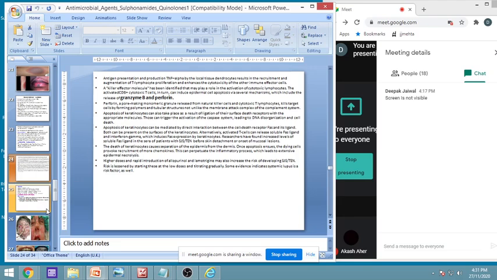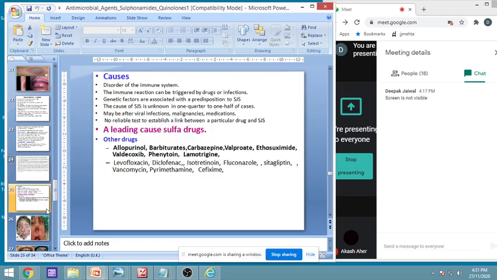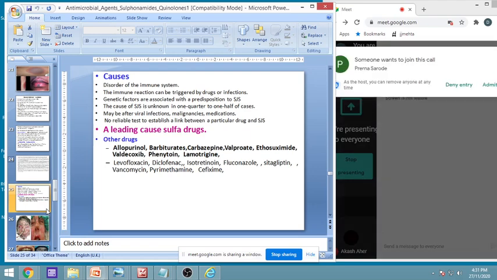And some evidence indicates systemic lupus is a risk factor as well. Systemic lupus erythematosus is again an autoimmune skin disorder, and if that is there, then in those people there are more chances. What are the causes? I told you this is because of a sort of autoimmune disorder of the immune system. An immune reaction can be triggered by drugs or infections. Various genetic factors are associated with the predisposition to Stevens-Johnson syndrome, and the cause of SJS is not known, but as I told you, the drug acts as a hapten.